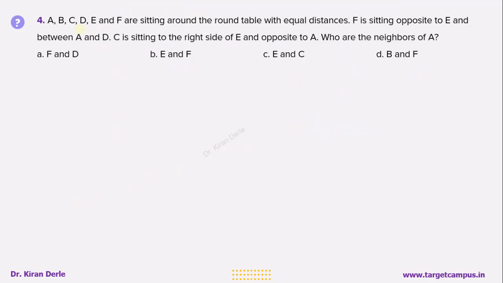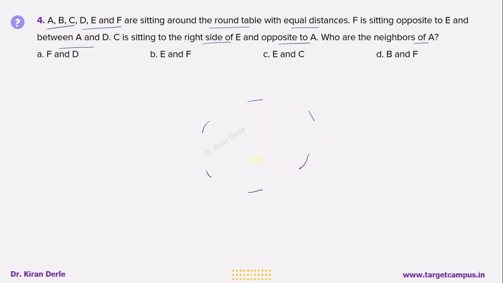A, B, C, D, E, F are sitting around a round table with equal distances. F is sitting opposite to E and between A and D. C is sitting to the right side of E and opposite to A. Who are the neighbors of A? Okay, let's draft it here. How many people are there? 3 plus 3, 6 people. 1, 2, 3, 4, 5, 6. Fine.